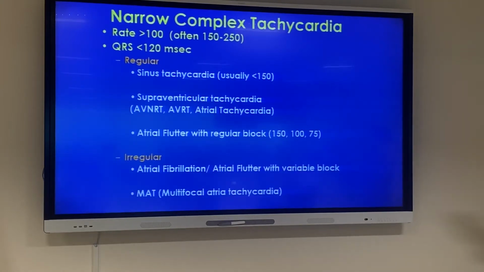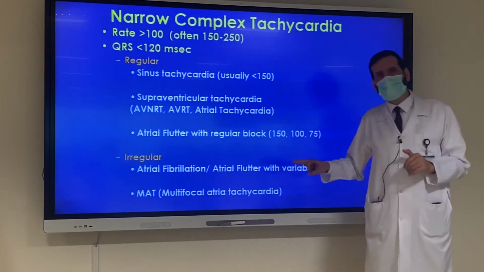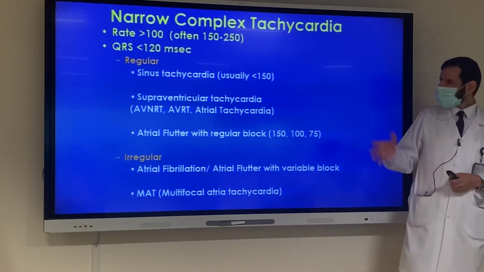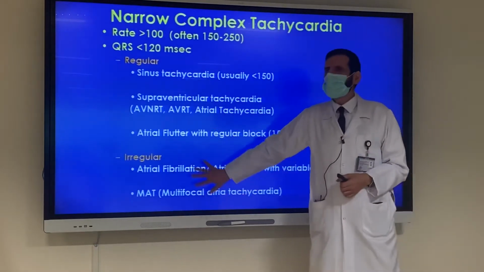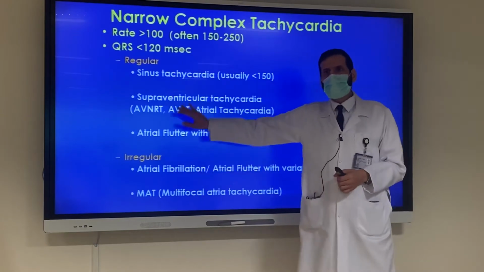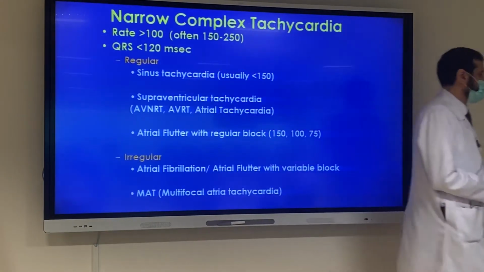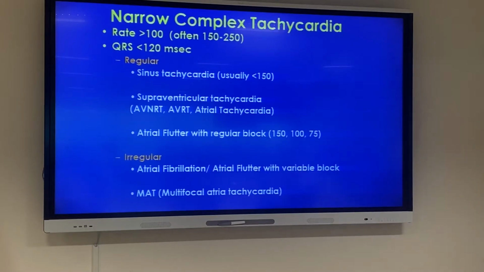But it is narrow, so that's with ventricular fibrillation we are talking about supraventricular rhythm. So atrial fibrillation, atrial flutter with variable conduction, or multifocal atrial tachycardia. And actually, most of the time when we see irregular, we just think about these three things. If it is regular, we have a little bit longer list of differential diagnosis. If it is wide, of course, you think about VT or VF, so that's a little bit limited.